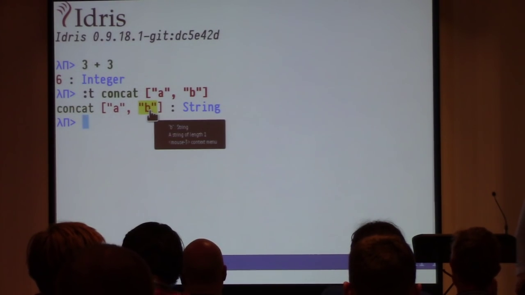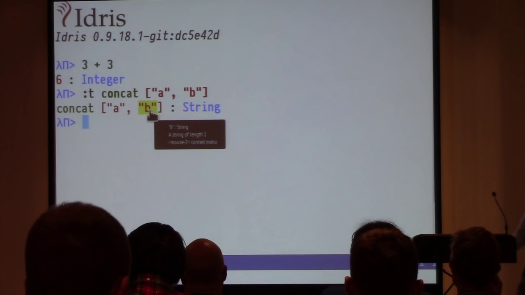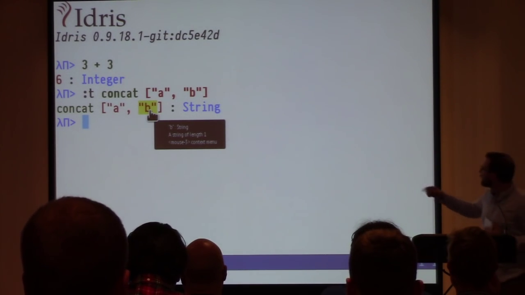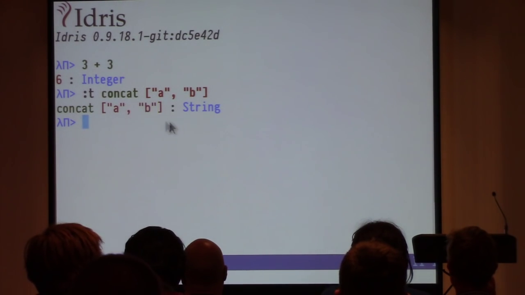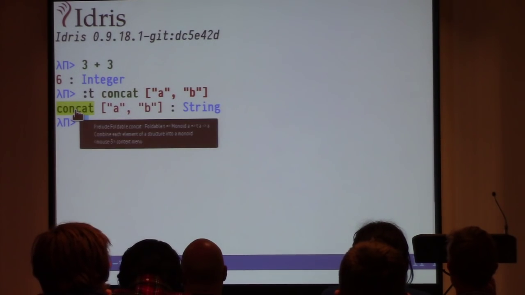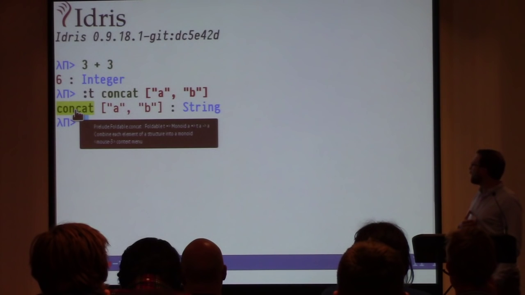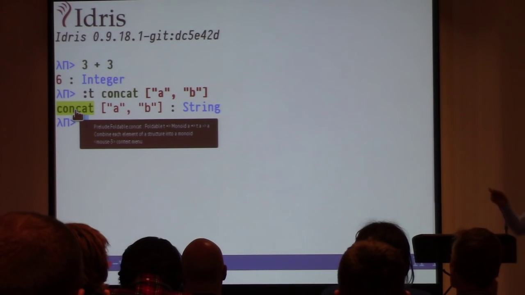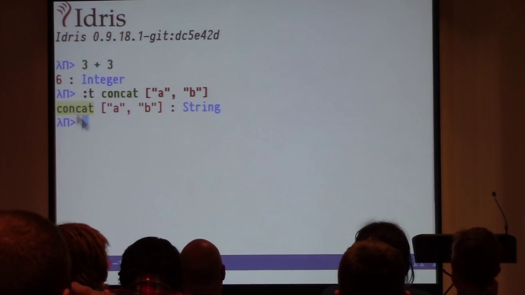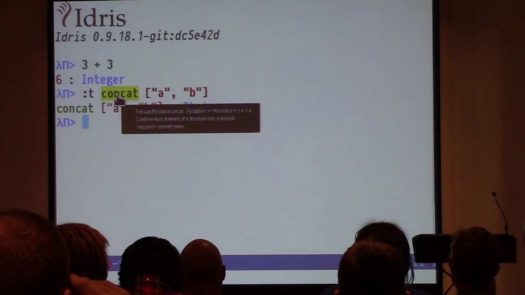Unfortunately, I couldn't figure out how to make the GTK theme show stuff readable in the back of the room, but this tooltip says that B is a string, and it's a string of length 1. If I put the mouse over concat, I get that it's Prelude.Foldable.concat, and that's got Foldable T, Monoid A, T of A to A. And it's got a little first sentence of the doc string there. This is quite nice. I've even got it on the prompt there.